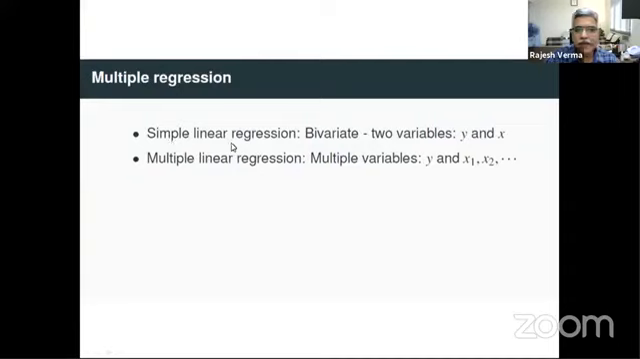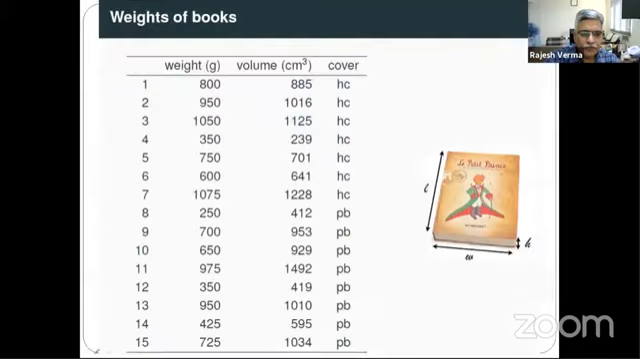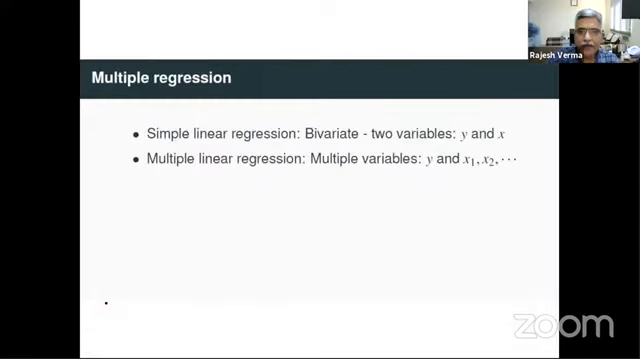In simple linear regression, there are only two variables. That is, the regression is only bivariate. There are two variables. One is y, the response variable, and the other is x, the explanatory variable. But in multiple linear regression, there is one response variable, but the explanatory variables may be two or more than two.